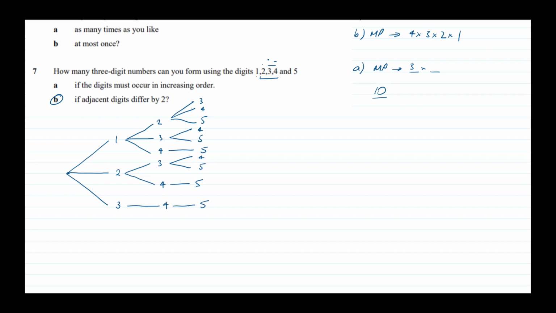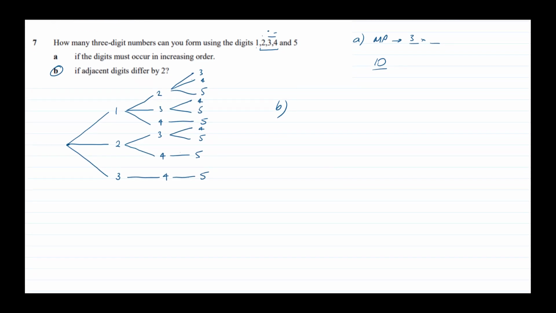So in question B, I'm going to use a tree diagram again because that's what the focus of this exercise is. How many three-digit numbers can be formed from the numbers 1, 2, 3, 4, 5 if adjacent digits differ by 2? So what I'm going to do in this one is I'm going to be really thoughtful about my choices of the central digit. It seems to me like that's the most important one. So I'll show you a tree diagram in a moment, but we can do this logically.